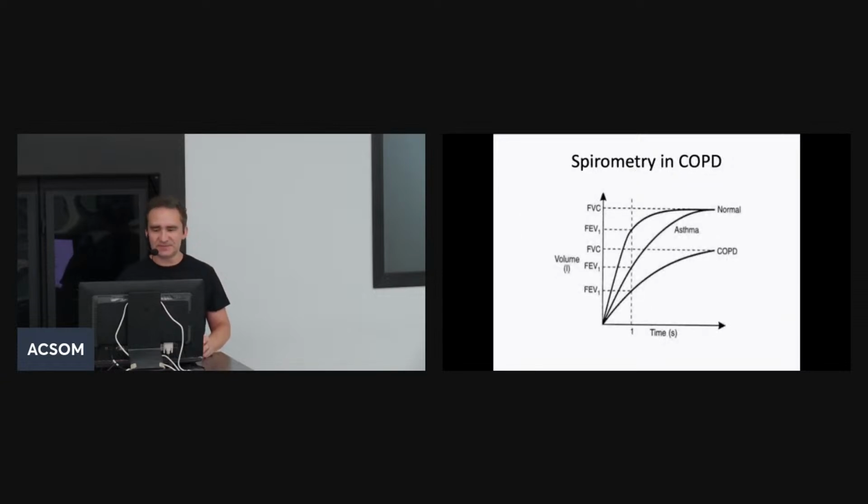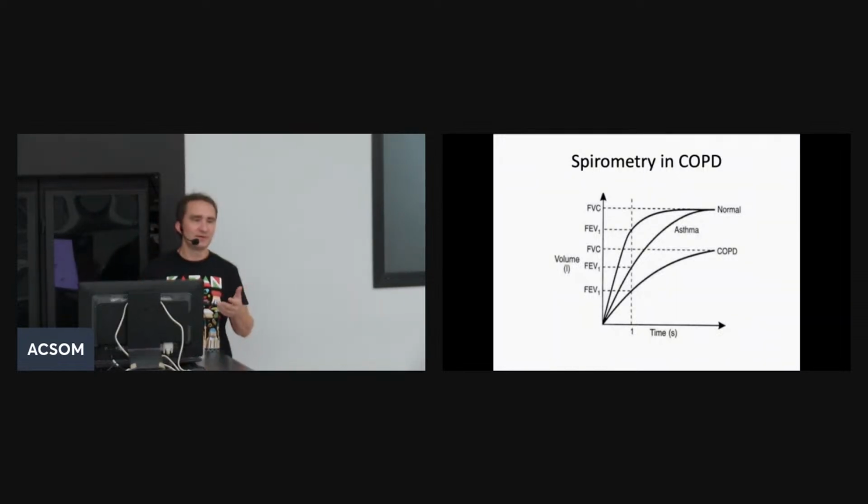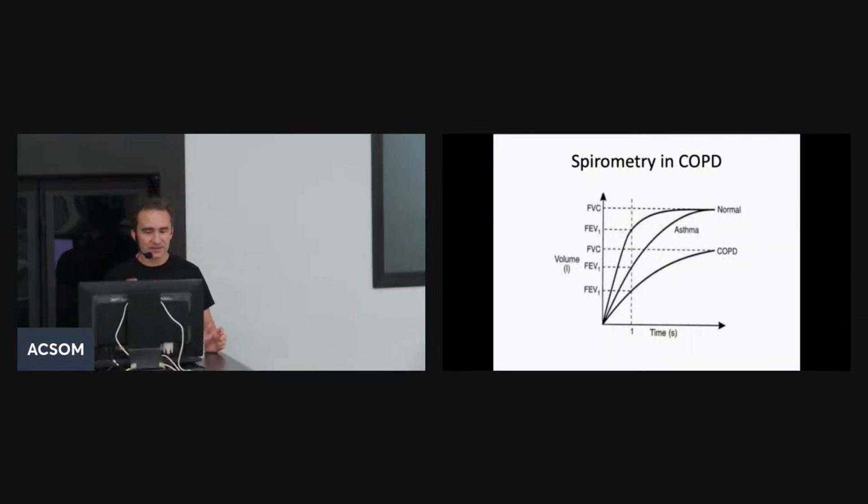So again, this is spirometry, as we had a similar picture before. You see in a normal curve, if you try to exhale quickly, most of the air will be exhaled within the first second. In COPD, like in asthma, it is the same: you cannot exhale that much during the first second because of the obstruction. So it takes more time to eliminate the air from the lungs.